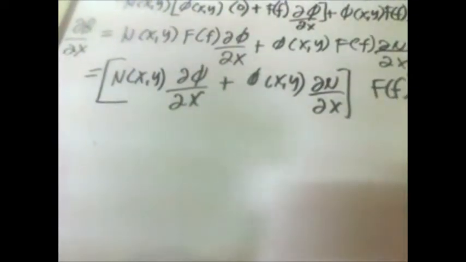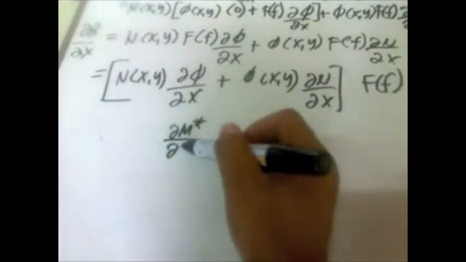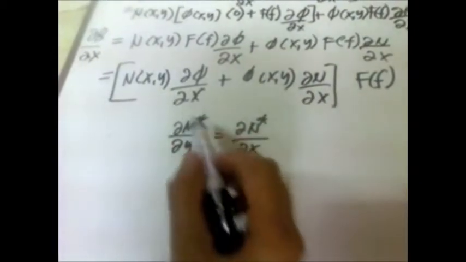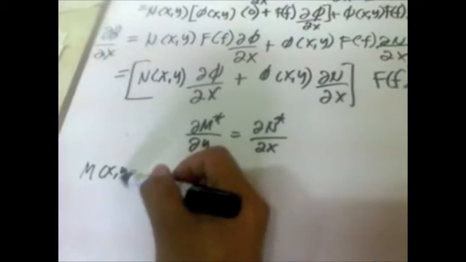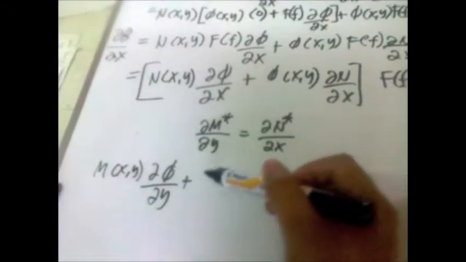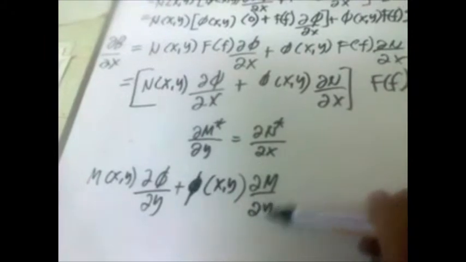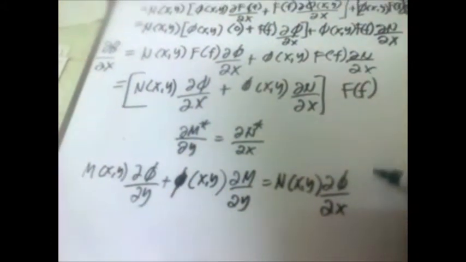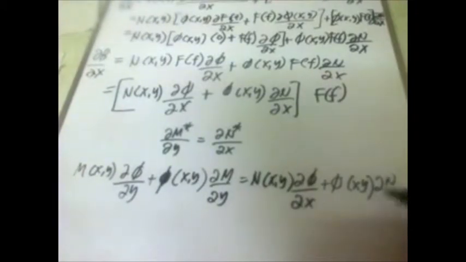Okay, so let us recall our previous assumption that the partial of M star over partial y is equal to partial of N star over partial x. The answer to this, as we answered a while ago, is now M, a function of x and y, multiplied by partial of phi over partial y, plus phi of x and y, partial of M over partial y, is equal to N of x and y, partial of phi over partial x, plus phi of x and y, partial of N over partial x.